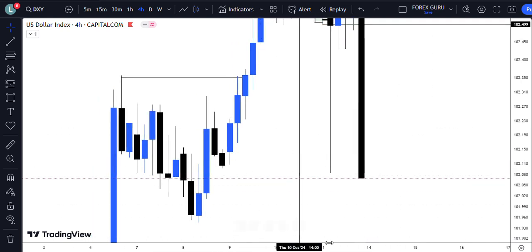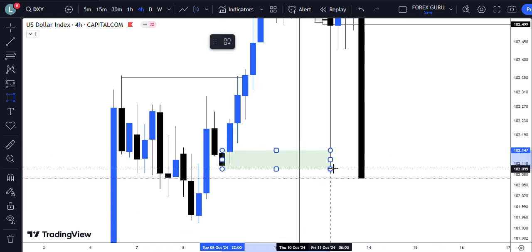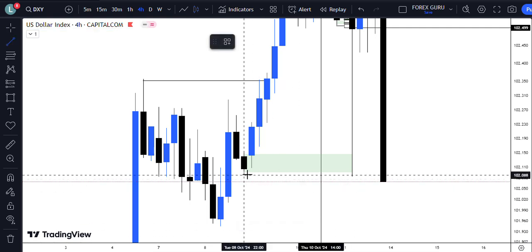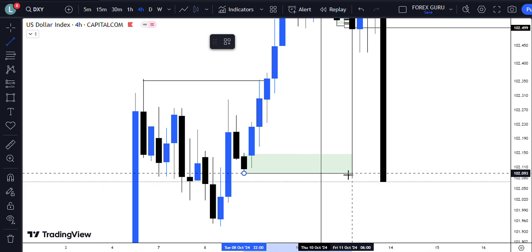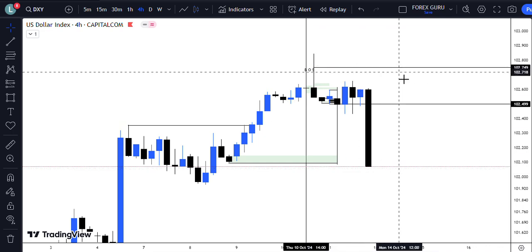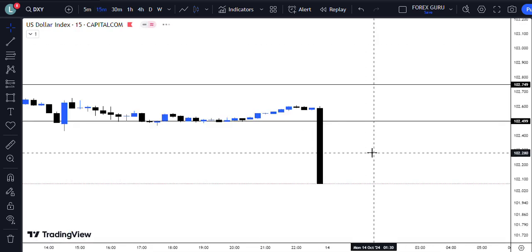Okay, and this was a supply zone. This was very valid because the price, it did what first? It swept this liquidity. It was very valid, and the price was able to continue going up. Okay, so I saw that.